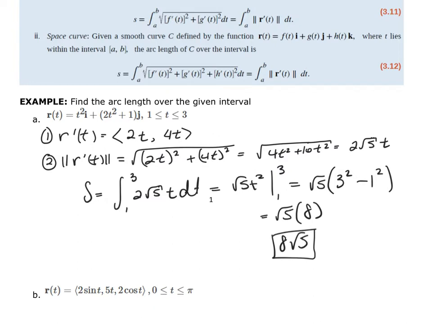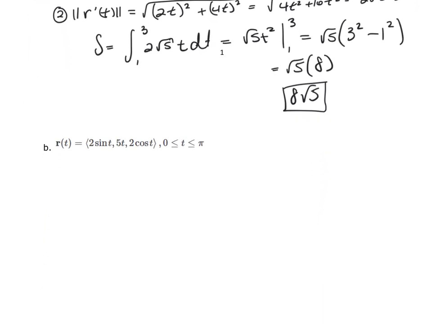Not too bad, really. Of all the things that we have done in the past, this could be considerably worse. Let's take a look at my next example. Again, the first thing I want to do is find my derivative, r prime of t. So this is going to be 2 cosine t, that's my first component. My second component is 5, and then my third component is negative 2 sine of t.